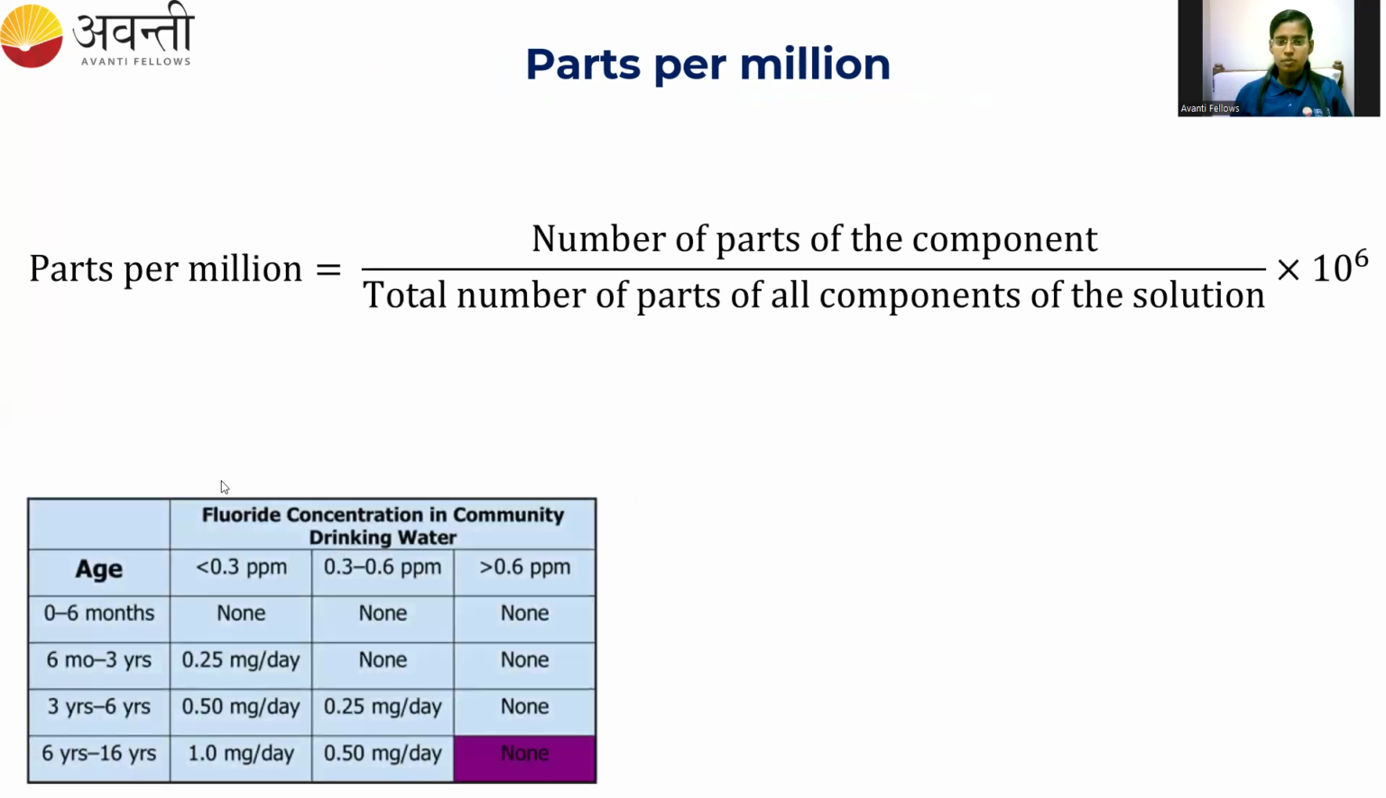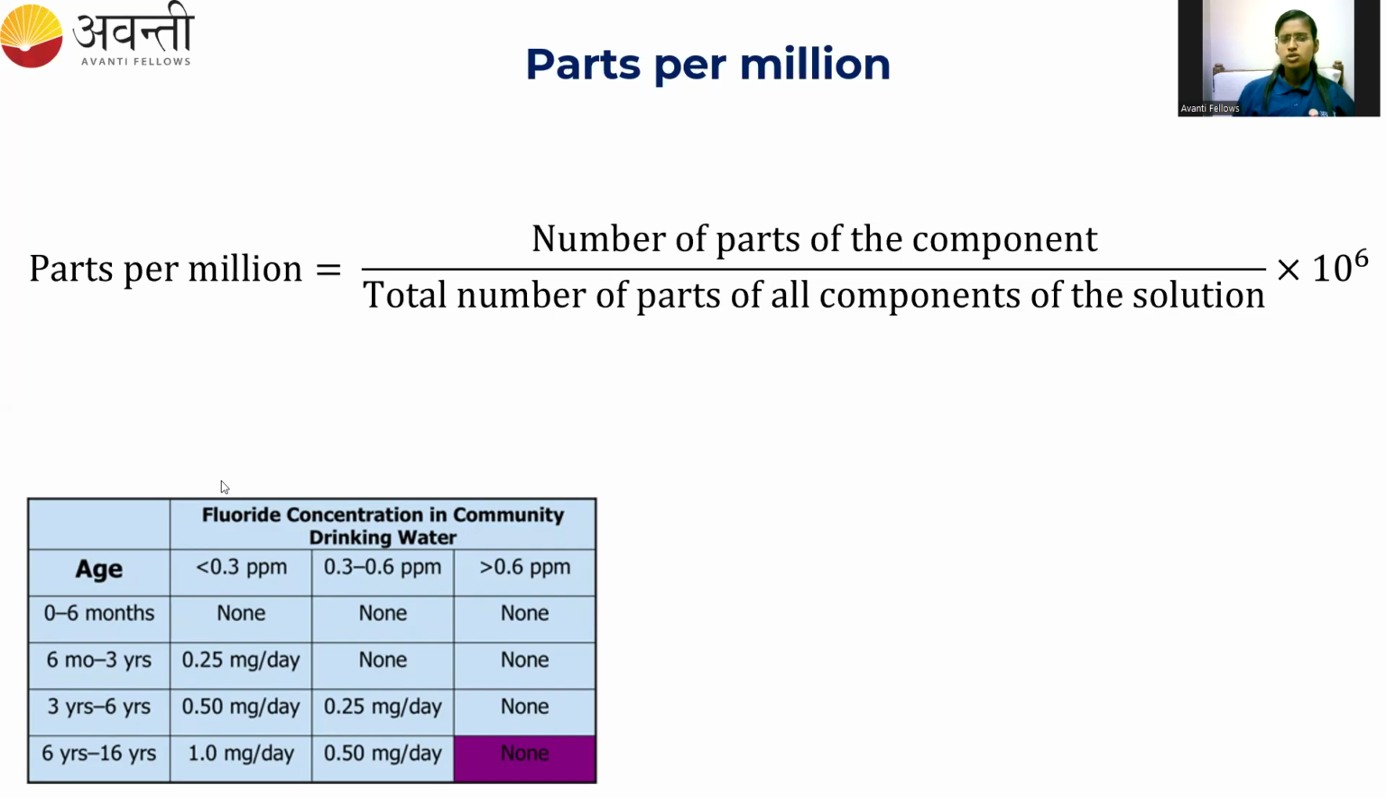So here are some examples. Fluoride concentration in community drinking water. Here it is taken as an example for age 0 to 6 months. It is less than 0.3 ppm. And if it is 0.3 to 0.6, again none. For greater than 0.6 also it is none. For 6 months to 3 years, it is 0.25 mg per day. And for the second case, it is none.